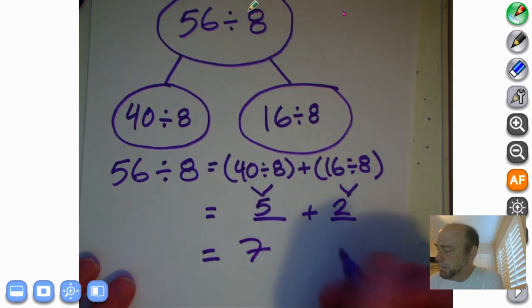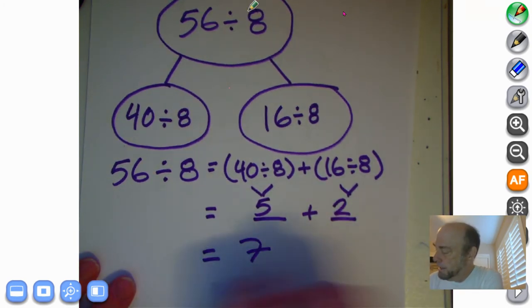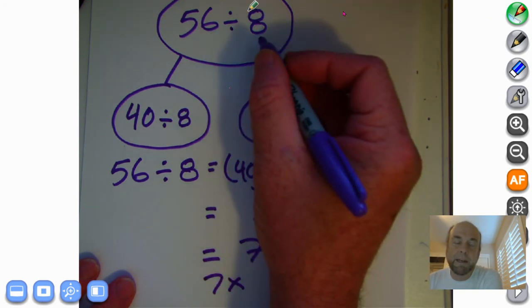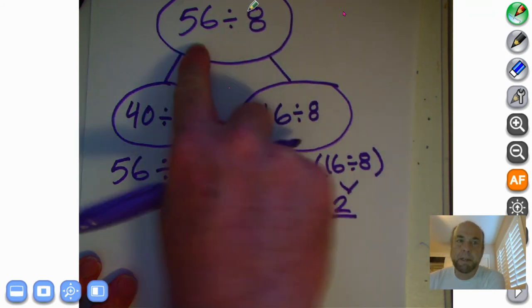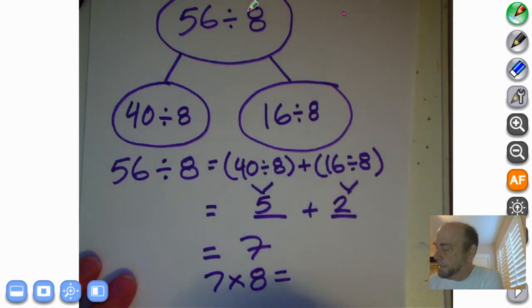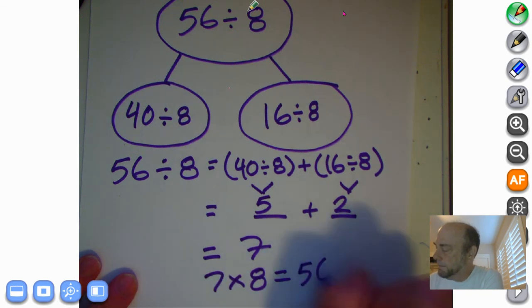We can check this with multiplication. We take our quotient, 7, multiplied by the number doing the dividing, the divisor, and we should get the dividend, which is the number being divided. 7 times 8. Remember the little trick I showed you? 7, 8, 5, 6. So 5, 6, 7, 8.